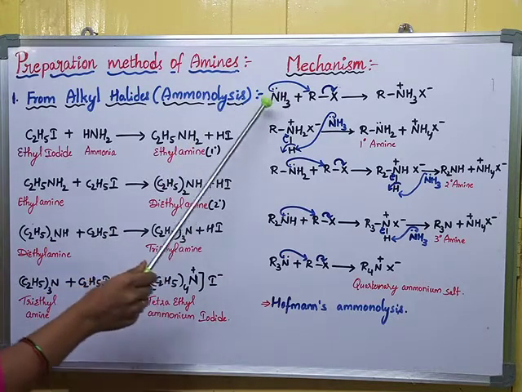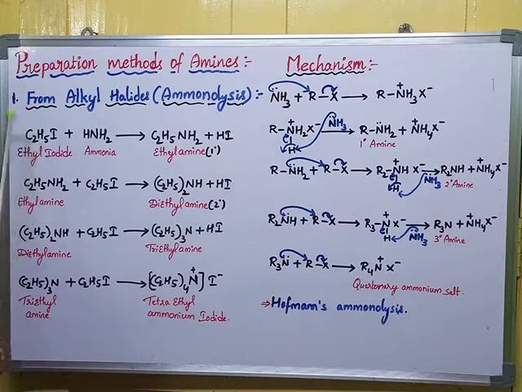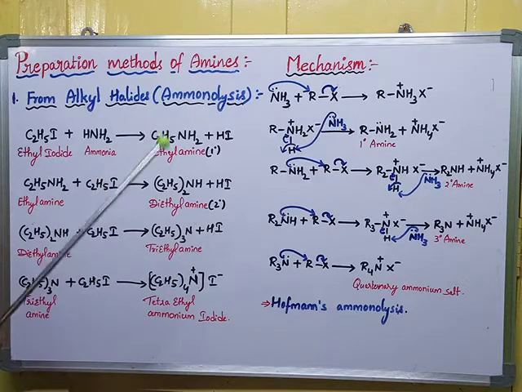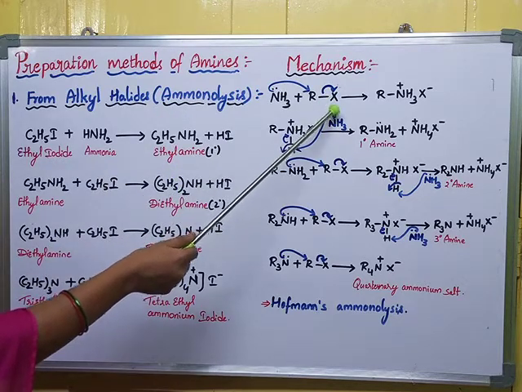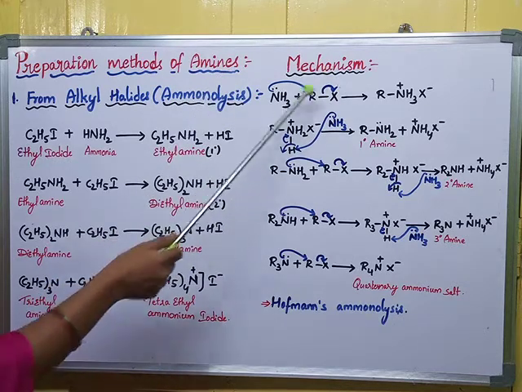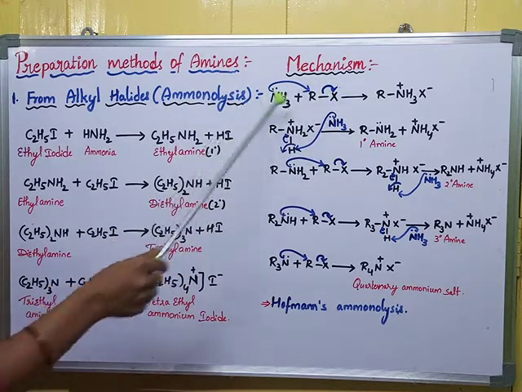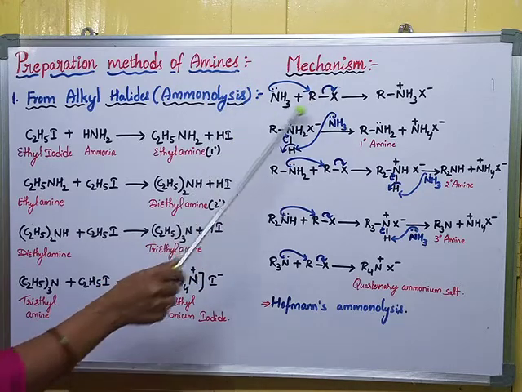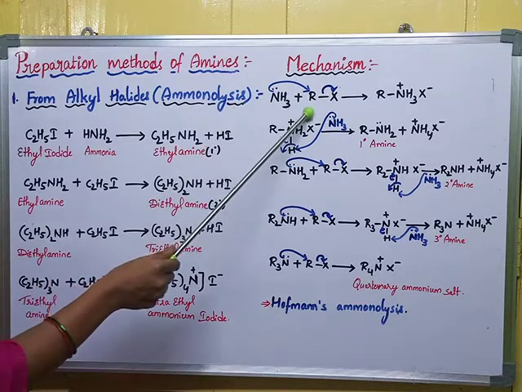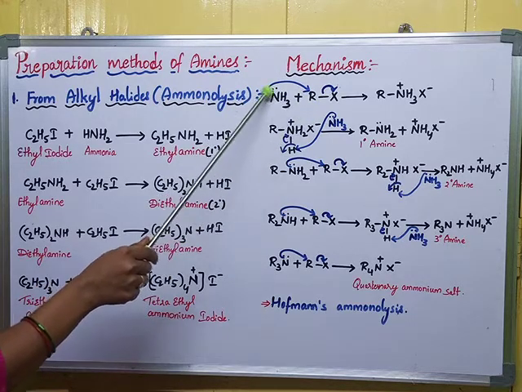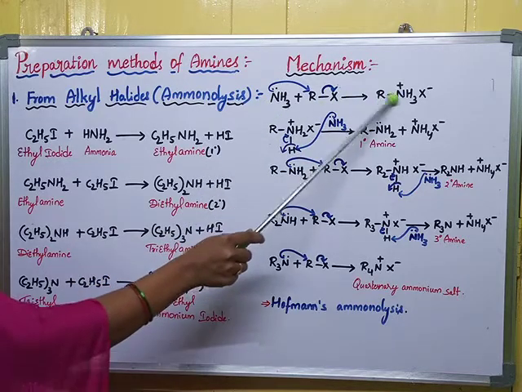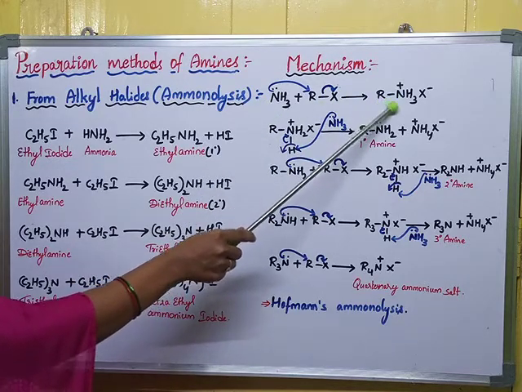So now I'm taking ammonia. In place of this C2H5 I am taking RX. R can be any alkyl group, X can be any halide. So being electronegative, this halide attracts the electron pair towards itself. We know already X is more electronegative in nature, so it attracts electrons towards itself, then X gets negative charge, R gets positive charge. Now the lone pair present on the nitrogen attracts this R towards itself. Now it forms an R and NH3 bond here.